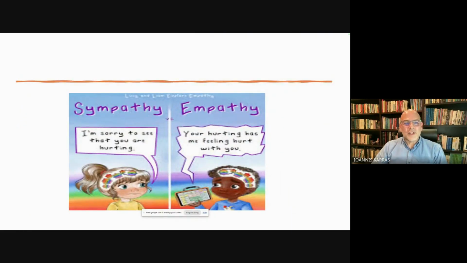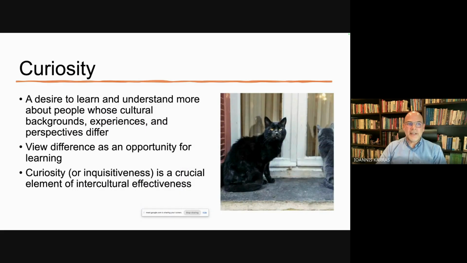And I also found this, which I think is interesting. So again, someone saying sympathy, that means they're just saying, I'm sorry to see that you were hurting. Whereas empathy, you're hurting, has me feeling hurt with you. Okay, so again, this is a notion that we try to cultivate in our students, and we can do this also with the use of fairy tales.